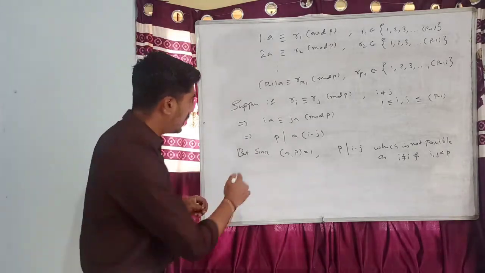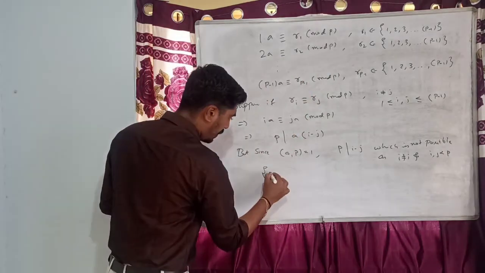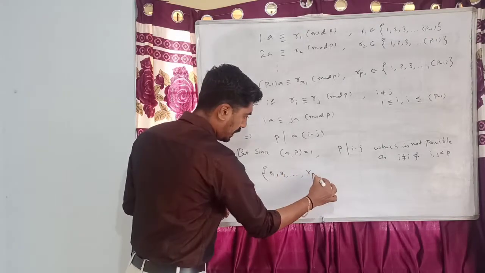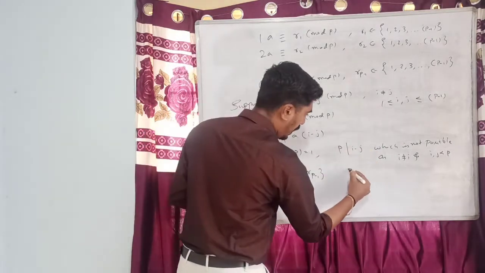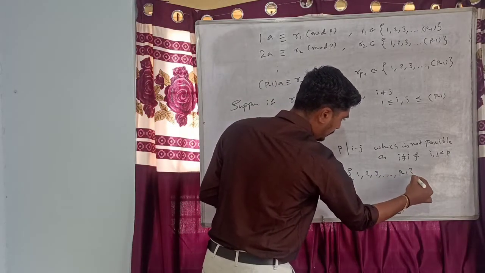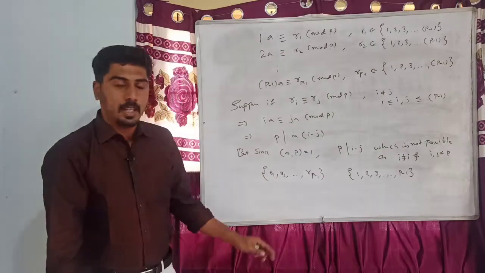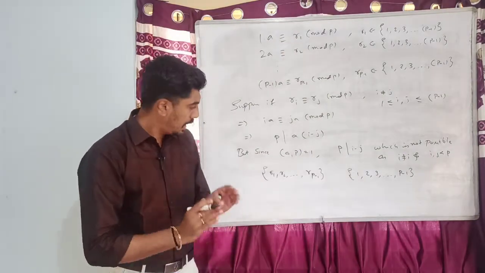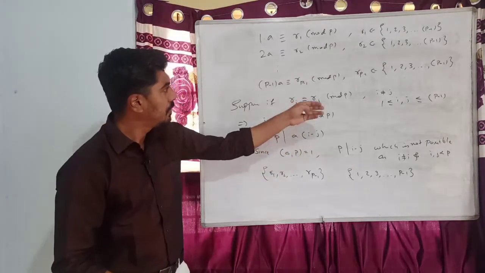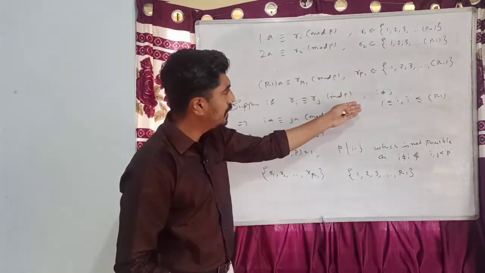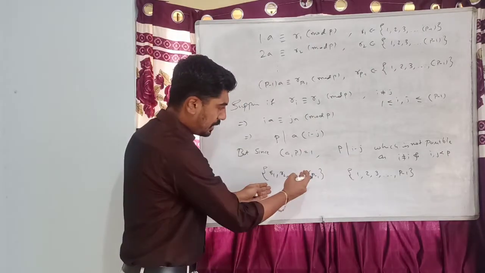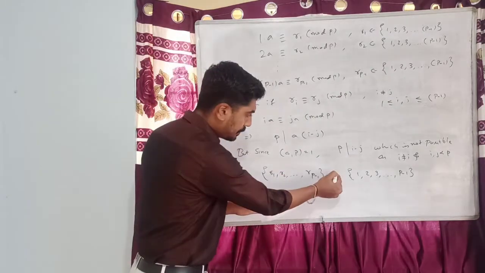Now if you observe these two sets, R1, R2, up to R(p minus 1), and the set 1, 2, 3 up to P minus 1. In these two sets we have P minus 1 distinct integers, and we have also shown that all the remainders belong to this set, so that these two sets should be identical.